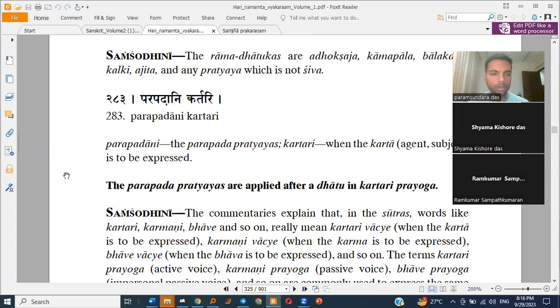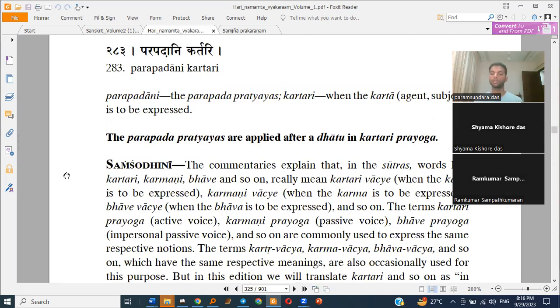283 Sutra Parapadani Kartari. The Parapada pratyayas are applied after dhatu in Kartari Prayoga. So in Kartari Prayoga, where Karta is prominent, where Karta is directly connected with the verb, like active voice as we say. So if a dhatu is used in a Kartari Prayoga, then we apply the Parapada pratyayas, like the first 9 of all the 10 groups, right? The Parapada pratyayas.